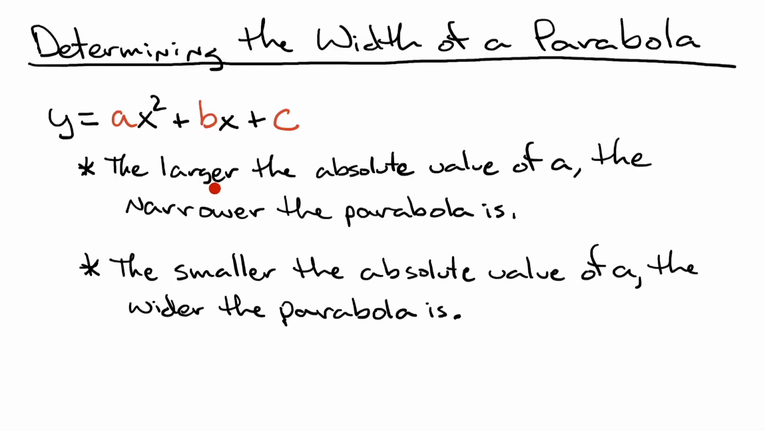The larger that the absolute value of a is, so we're going to be focusing on that a coefficient, the narrower the parabola is. So almost it's like opposite of what you think it would be. The larger that the absolute value of a is, the narrower the parabola is. And then the smaller the absolute value of a is, the wider the parabola is.